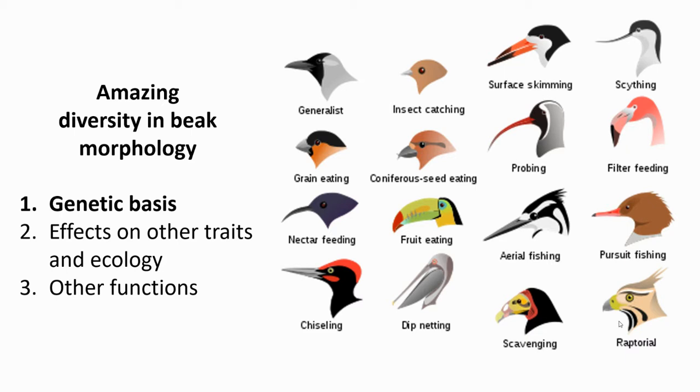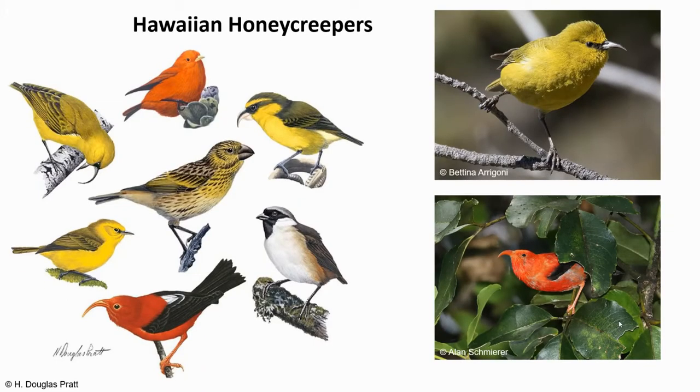There is an amazing diversity in the sizes and shapes of bird beaks, generally related to certain diets. And I will discuss three aspects. First, the genetic basis of this diversity. Second, the effects of diet on other morphological and ecological traits. And finally, other functions of the bird beak. There is more to life than just diet. But let's start with the genetic basis.